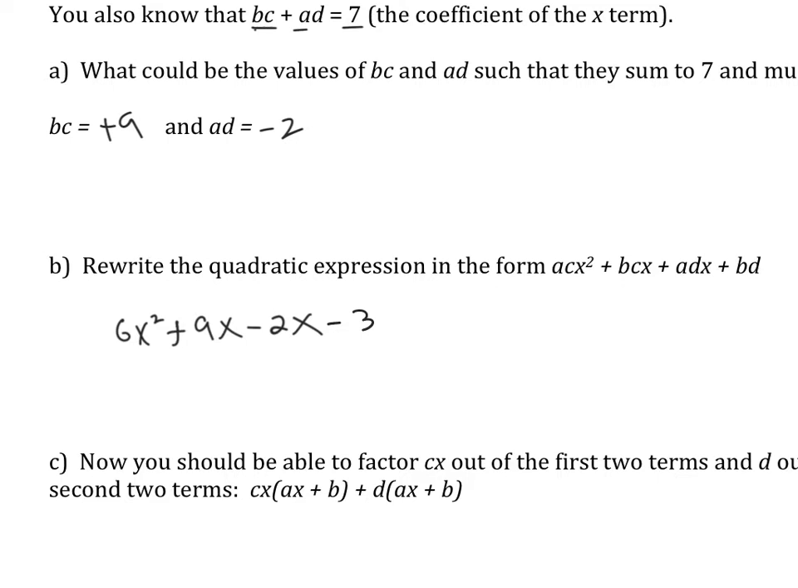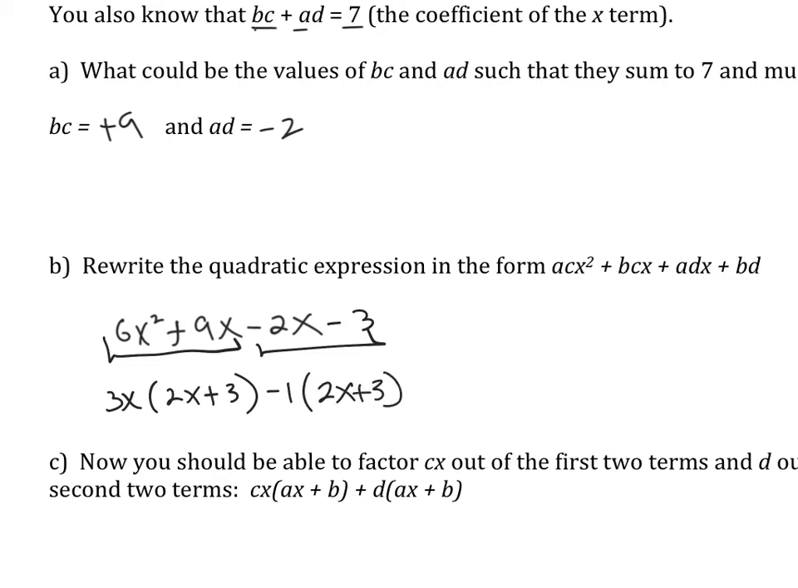The reason we do this is because we can now take common factors out of both of these pairs of terms. So here we're going to get 3x times 2x plus 3. Now notice we have a negative 2x minus 3, which means that if we take out a negative 1, we're going to have another 2x plus 3. And what that means is that we factor out the 2x plus 3, and what we're left with is 3x minus 1. And that's the factorization.